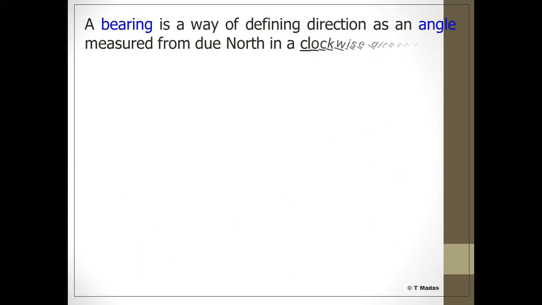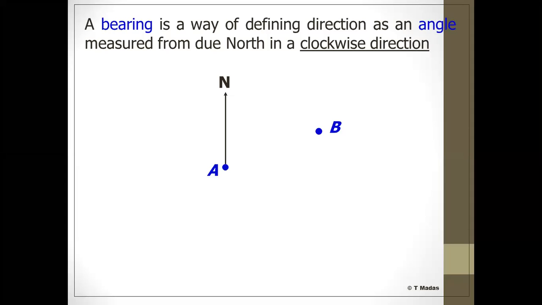So bearing is a way of defining directions as an angle. This angle is measured from due north in a clockwise direction. Now we have 2 points, point A and point B. If I want to know the direction or position of B from A, we always need a reference point, a starting point. So I want to know where B is from A.